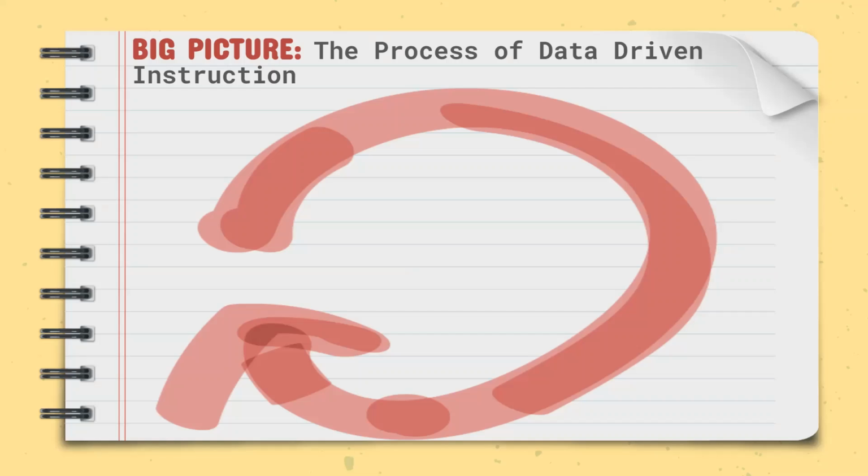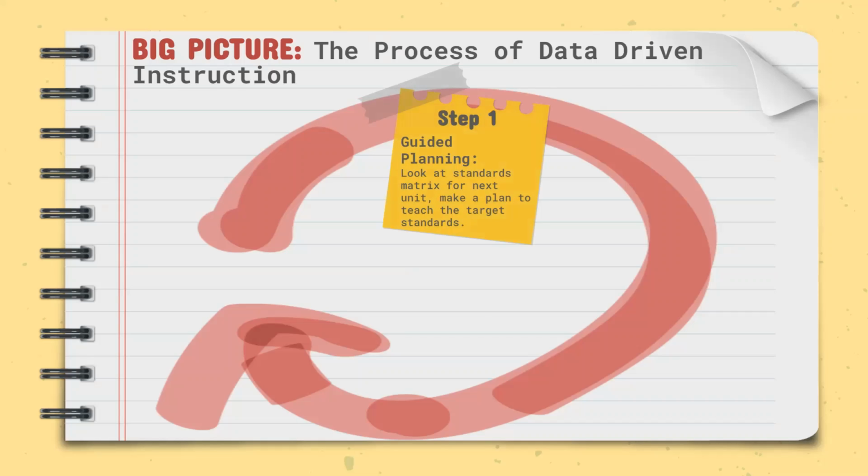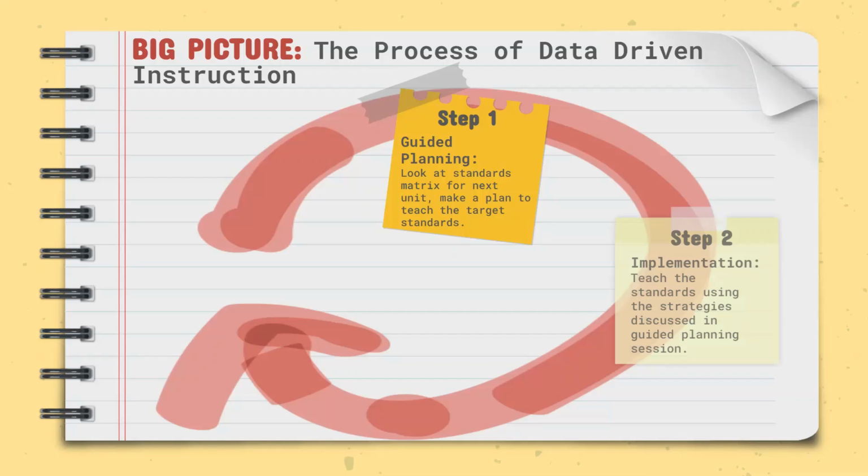So step one is guided planning. This is the guided planning sessions where you and your team will look at the standards matrix for the next unit and make a plan to teach the target standards. Step two is the implementation. This is where you will teach the standards using the strategies you discussed in the guided planning session.